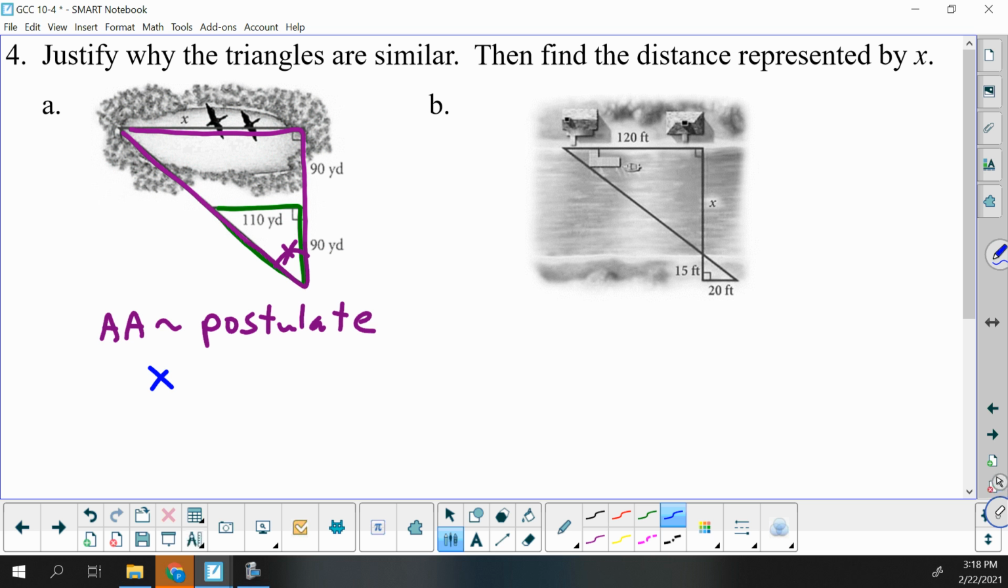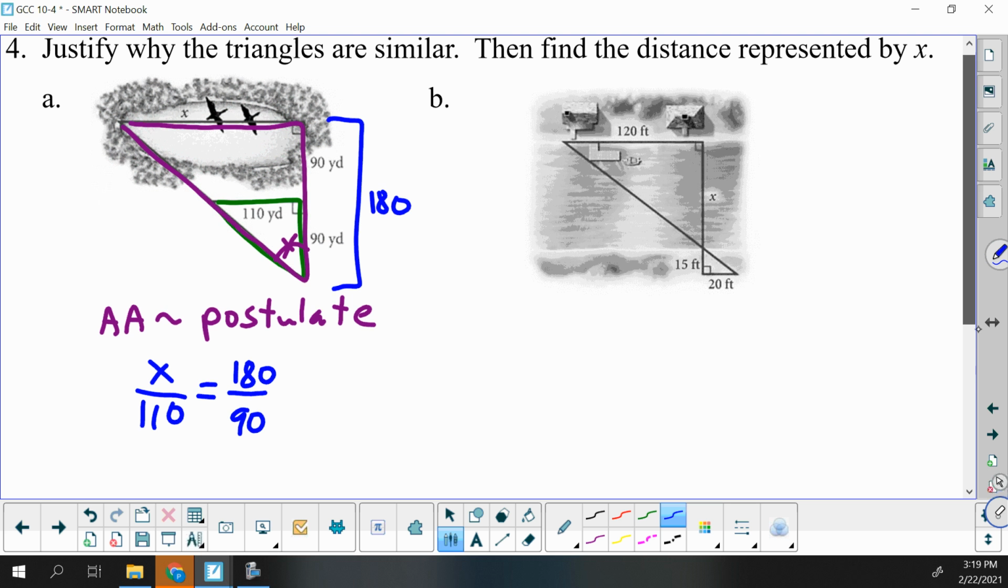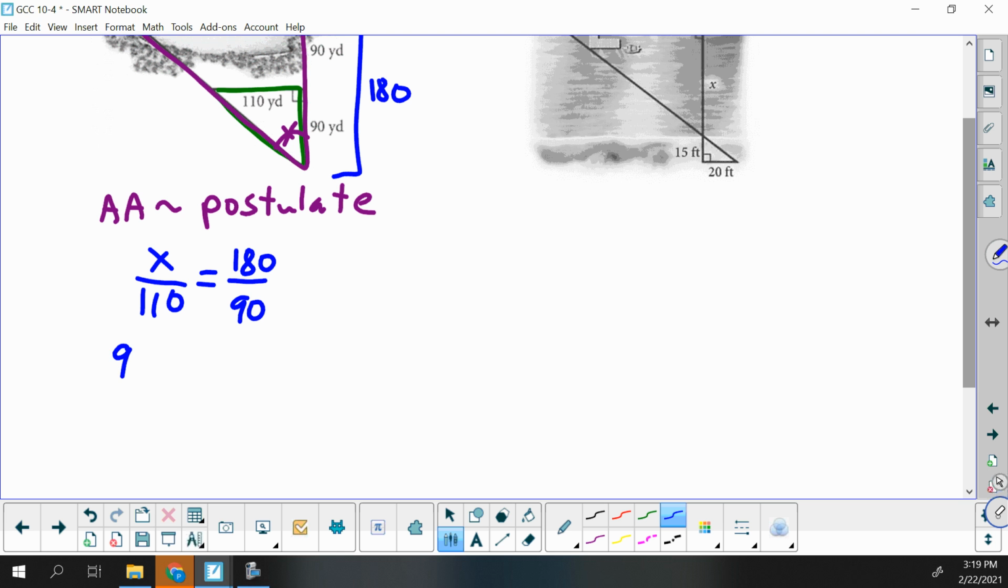Well, the x matches with the 110 in the small triangle. X was from the big triangle. In the big triangle, we would have 180. So 180 matches with the 90 in the small triangle. If we cross multiplied, we'll get 90x equals 19,800. And if we divide by 90, we'll get x is 220, and we have yards.